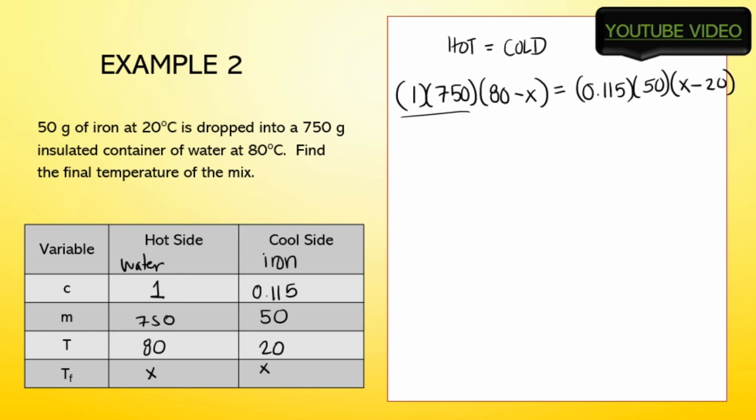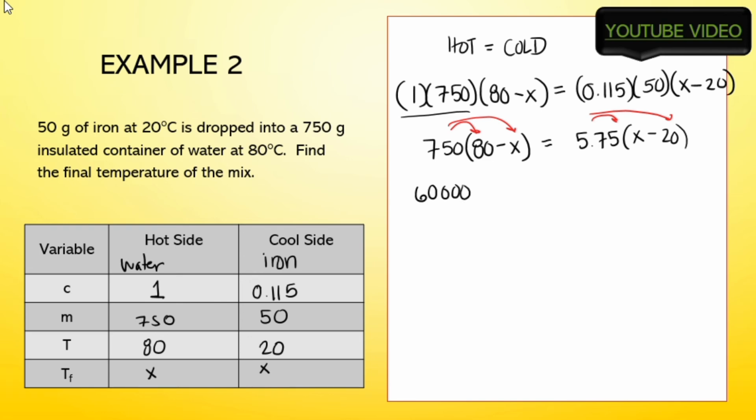Okay, cleaning up this multiplication. We get 750, prepping for that algebra, that distribution. And on the right side, sorry, we get 5.75x minus 20. We're going to multiply in the 750 to everything in the brackets. So you should have 4 new things after that. 60,000 minus 750x equals 5.75x minus 115.